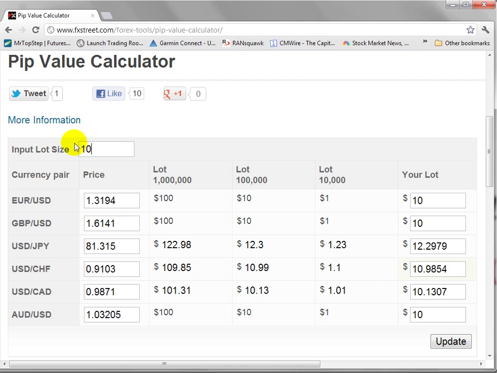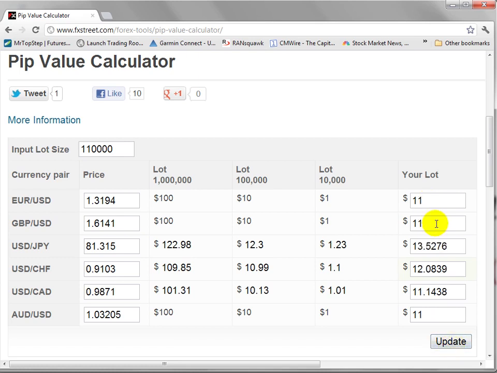Obviously, if we went down to 10,000 units, which is a mini contract, and we hit update, we're going to see that a pip is worth $1. Now we'll get a little tricky here, and if we did 110,000, which is basically one full size contract and one mini contract, this should say 11, right?